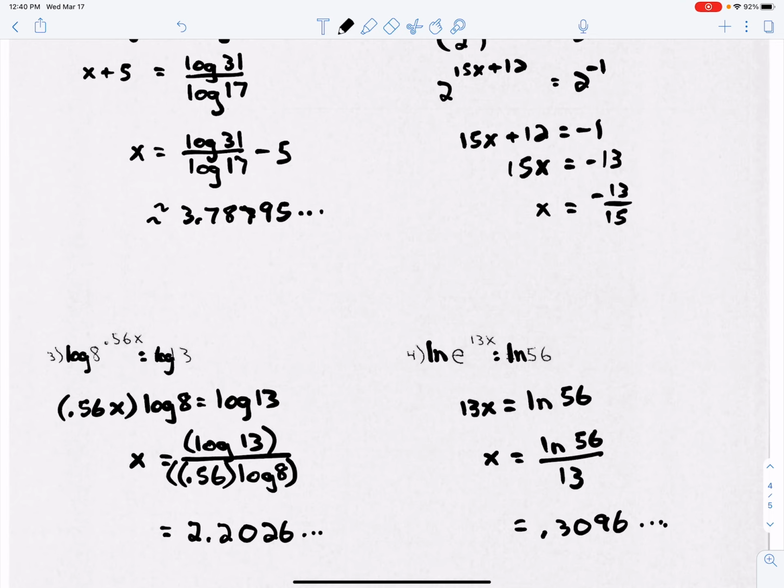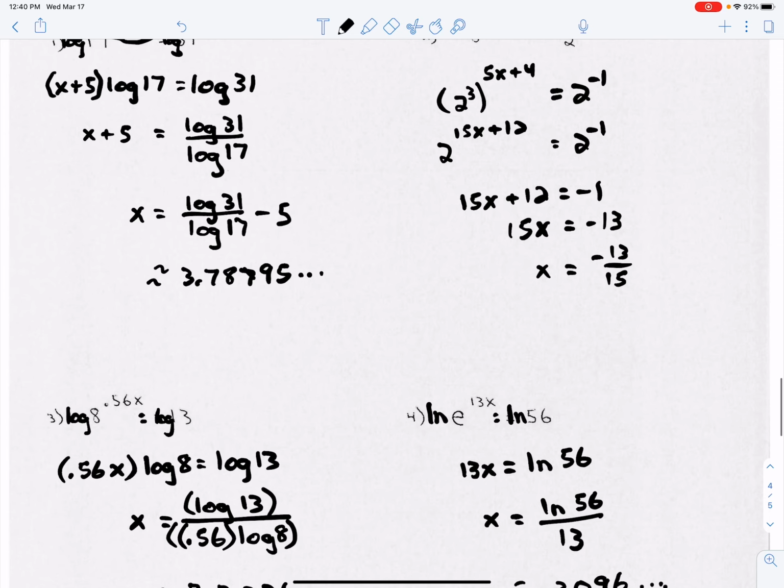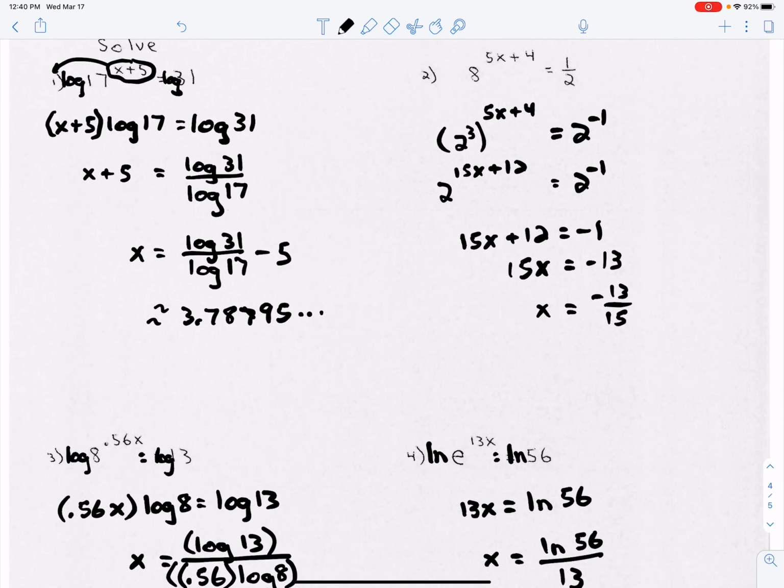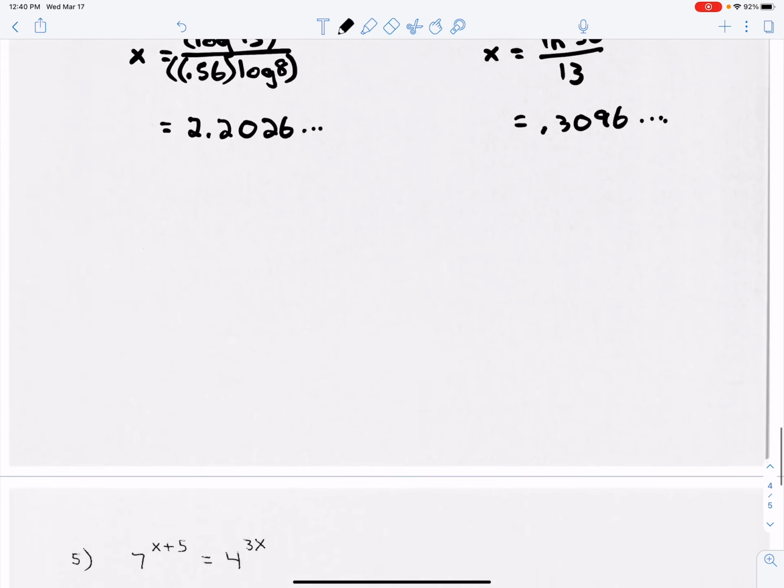Just going to run through and check the answers again to make sure I didn't make a mistake someplace. So I've checked 3 and 4. They're good. Okay, let's try. And that one's good. So they're all good. I didn't make a mistake on the calculator.